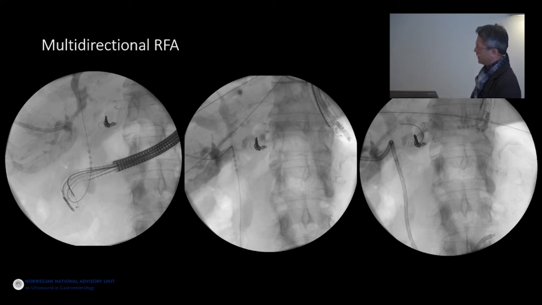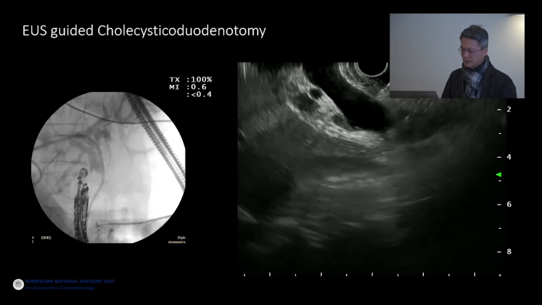So in that case, we needed to do a radiofrequency ablation of the common bile duct to recanalize through the tumor. And then we had a percutaneous drain, and we used the same catheter to recanalize on the right side. But the patient also had a hepaticogastrostomy to access the left liver, and through that we also made ablation. So this is a triple directional RFA.